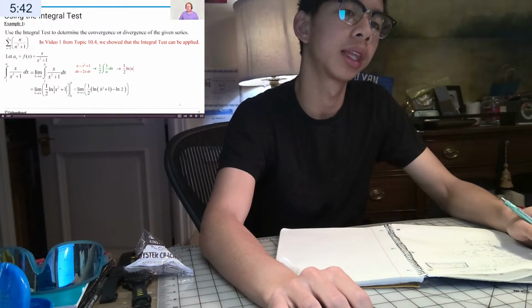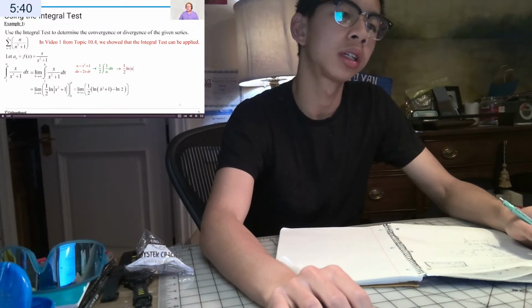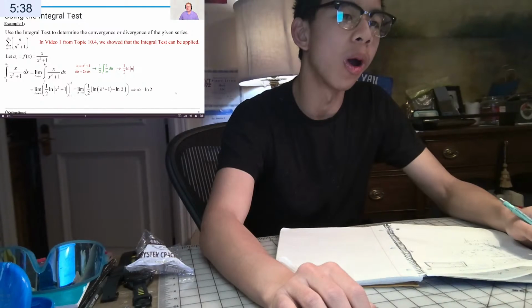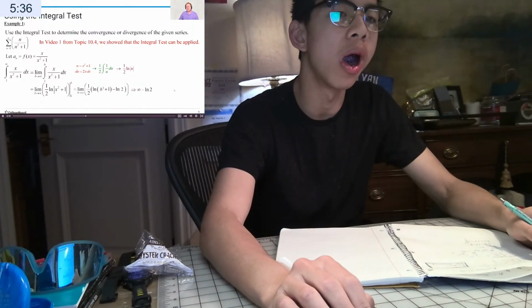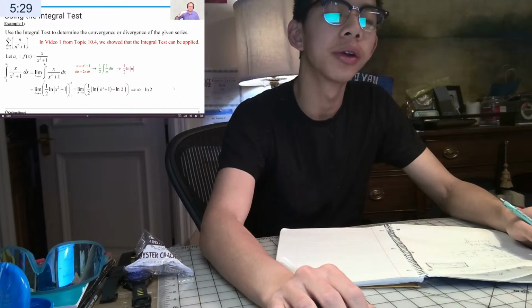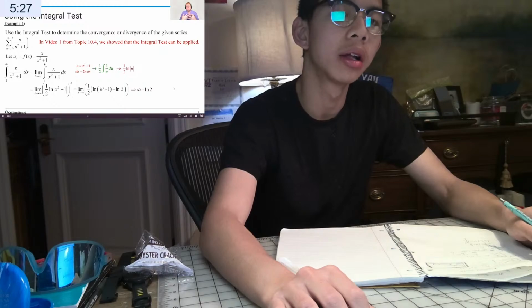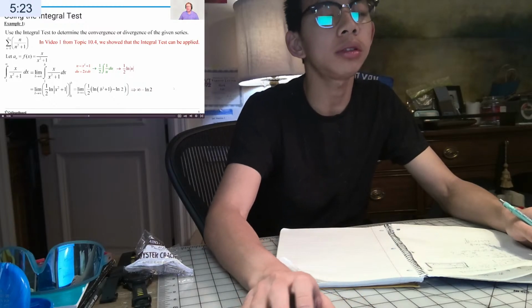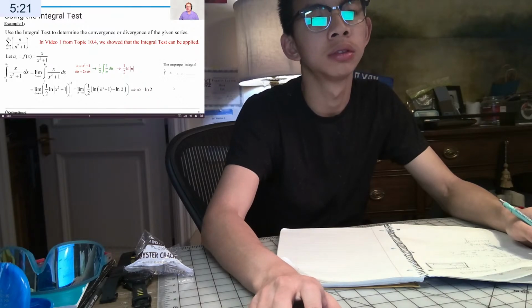And then what we notice here is that if we do let b approach infinity, well, there's no chance of avoiding it. The natural log of b squared plus 1 is going to become the natural log of infinity, and the graph of natural log is just going to gradually get bigger and bigger and bigger as x gets larger, and so we have an infinite answer. So that means that this improper integral diverges.